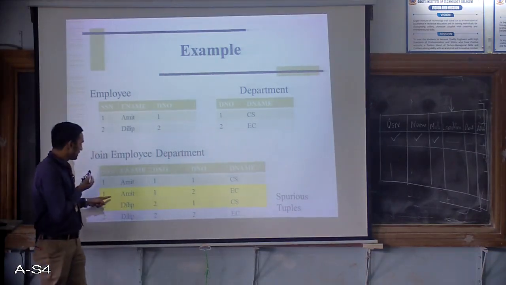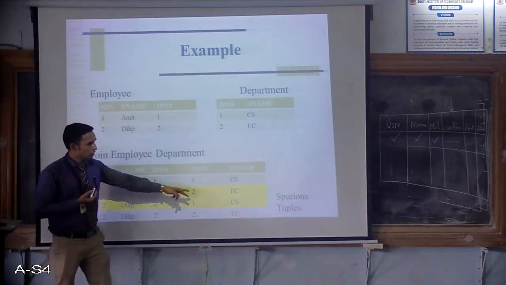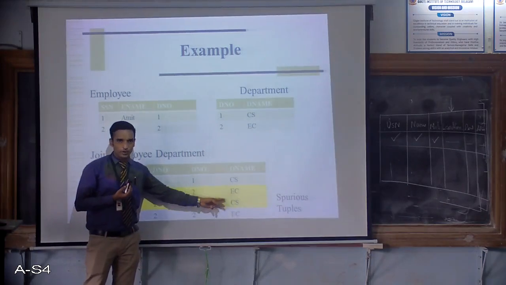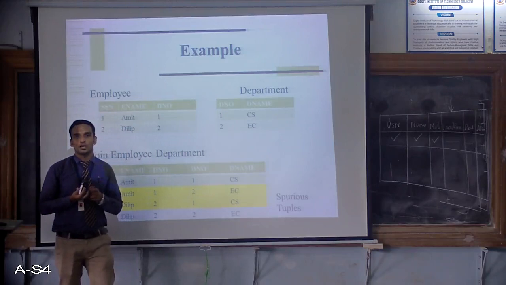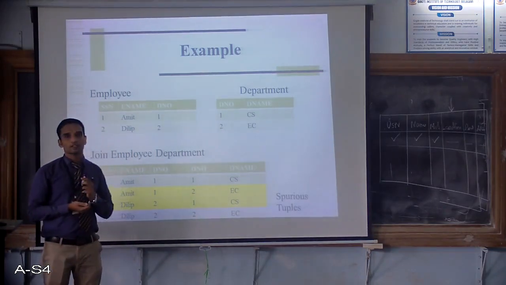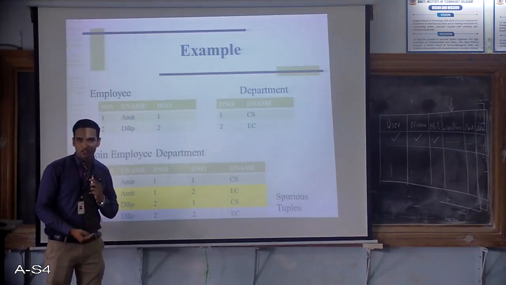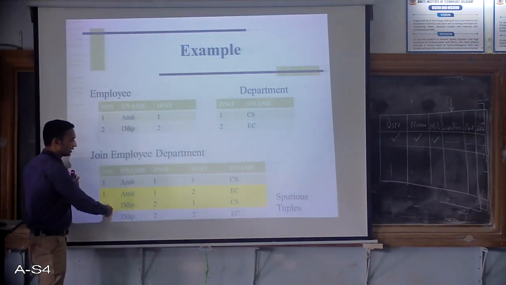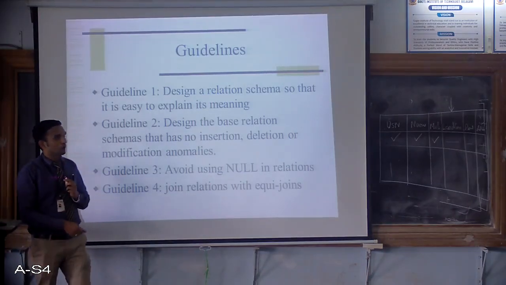But what is happening here is, for Amit and Dilip, I am getting some rows which are not correct, unwanted rows I can say, because since I have done a natural join, I will get unwanted rows. And this is called spurious tuples. Unwanted tuples are called spurious tuples. So it also says that when you are generating or developing a relation, make sure that you avoid getting spurious tuples. Then how should I go for it?